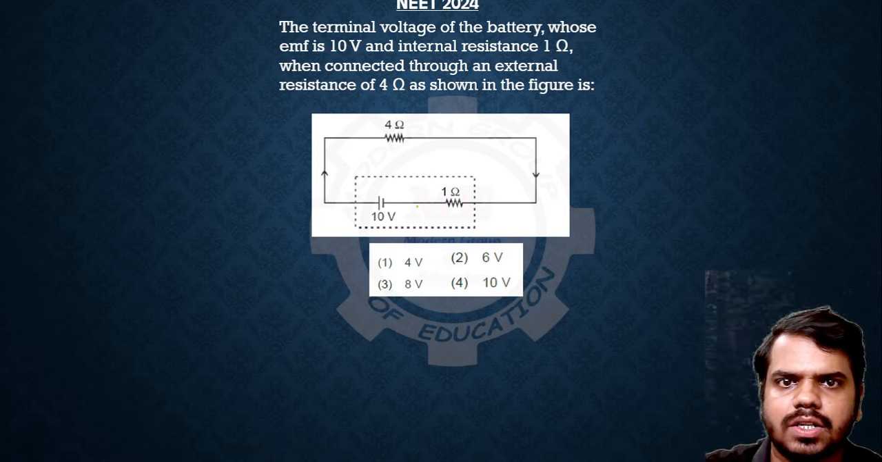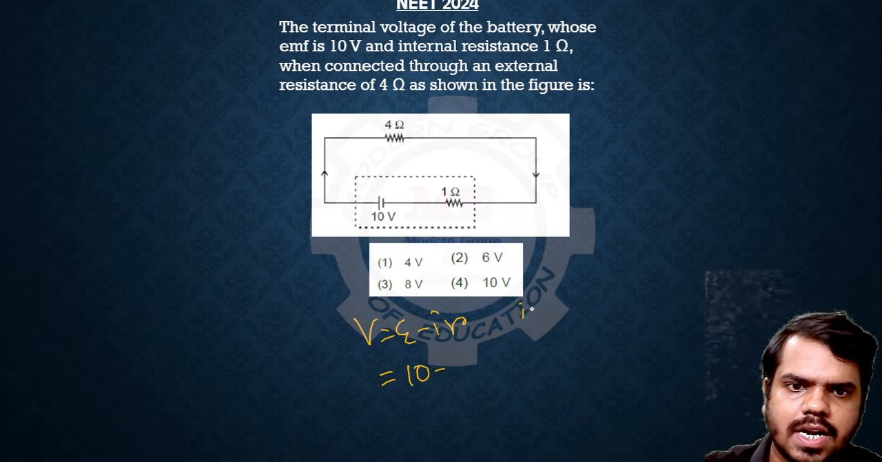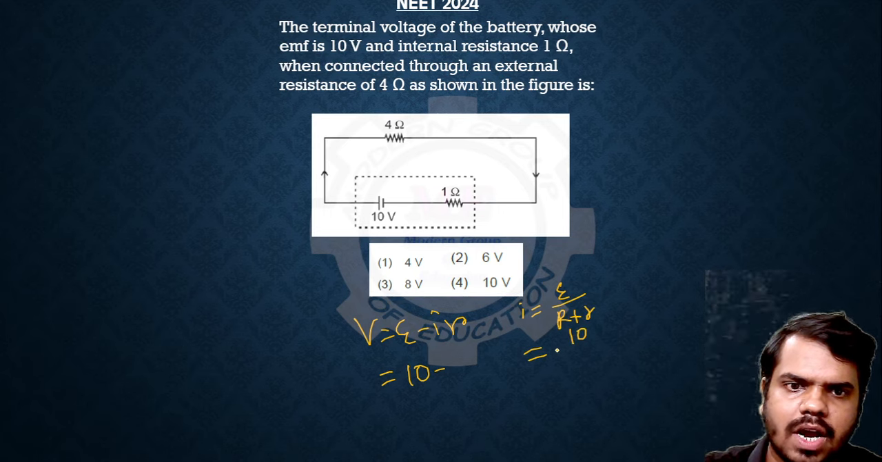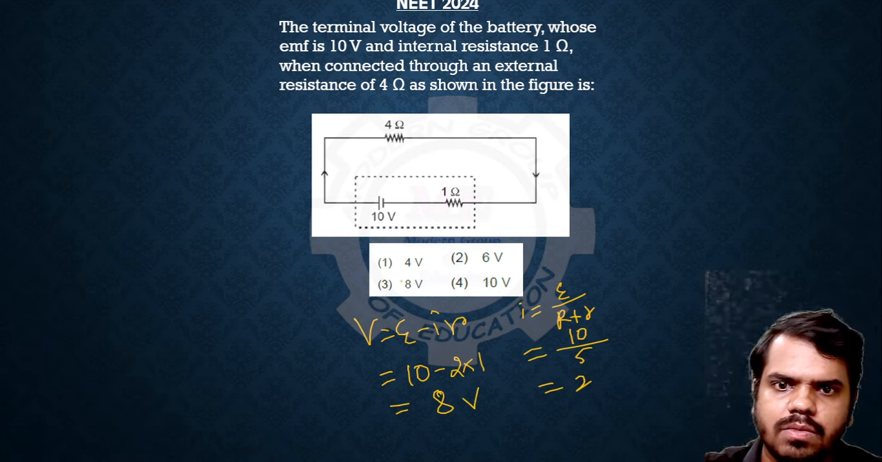The terminal voltage of the battery whose EMF is 10 volt and internal resistance is 1 ohm. Very easy question, very basic, just formula based. V equal to E minus Ir. Here E equals 10, and I is equal to total EMF by total resistance. Total EMF is 10 and R plus r is 4 plus 1, 5. So 10 by 5 is 2. Current is 2 and r is 1. So it will be 8 volt. 8 volt is the correct answer.